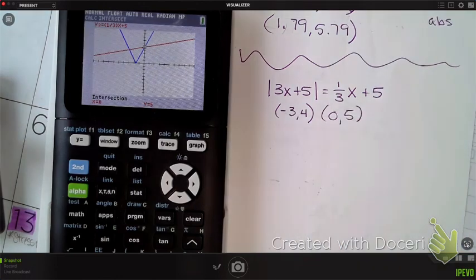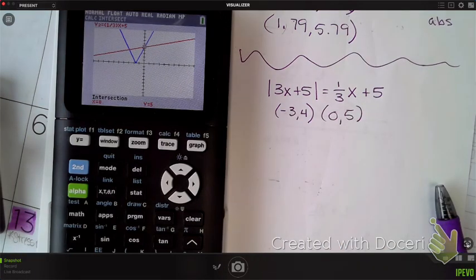Now, this one would have been easy to do on a calculator or table, wouldn't it? Why? Because they're basic numbers. Because they're whole numbers, correct? Yep.